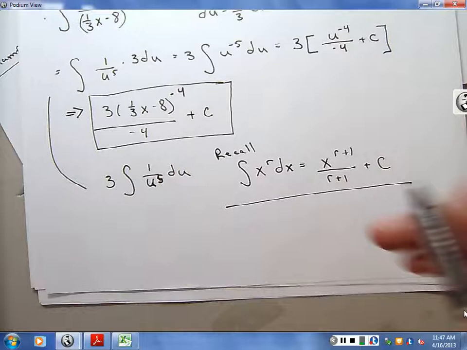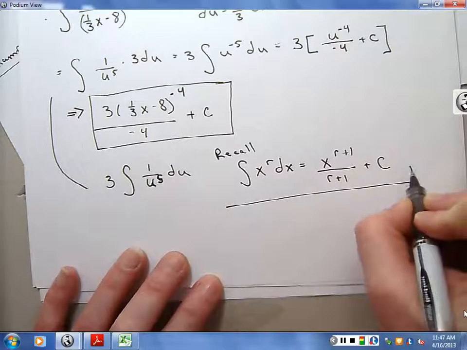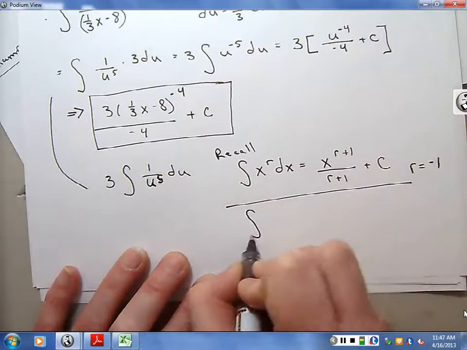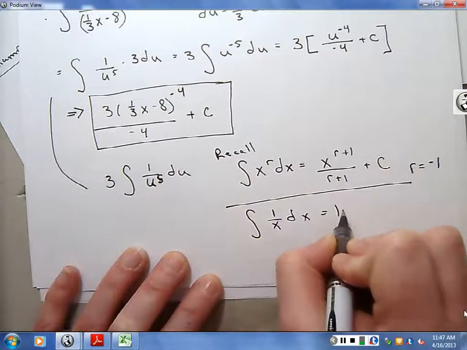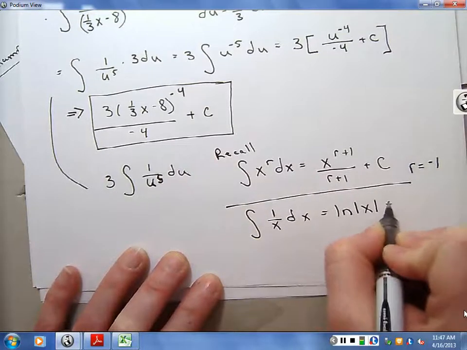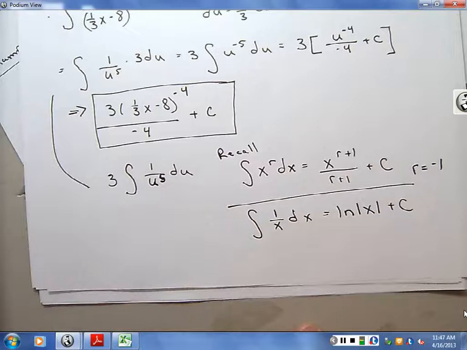Yeah, it was not correct. So here, this only works when r doesn't equal minus 1. In the case when you have 1 over x dx, this is ln the absolute value of x plus c. So that encompasses anything of x to a power. If the power is a fraction, you're good.